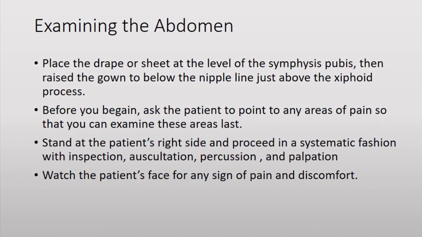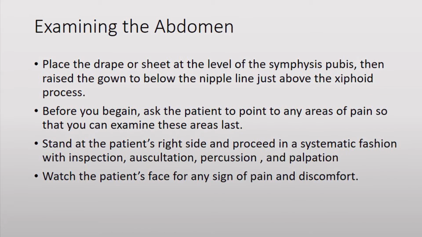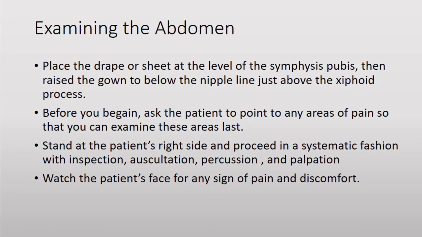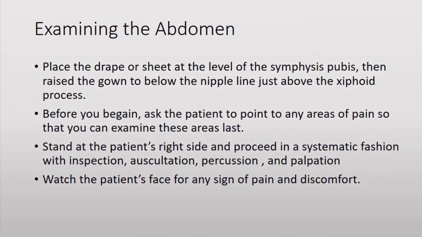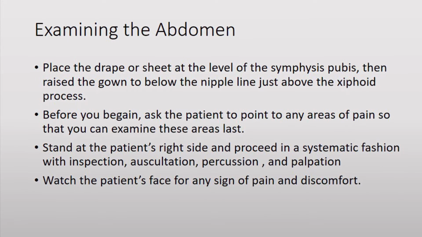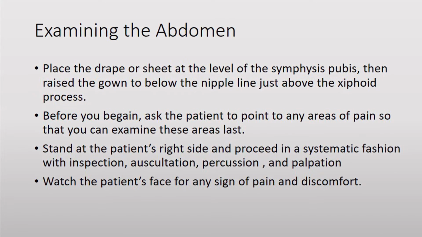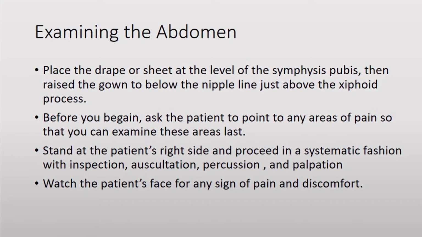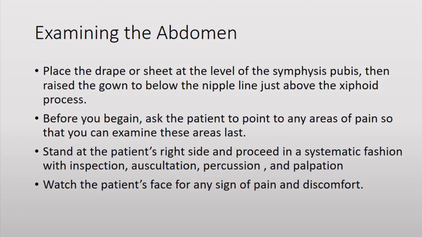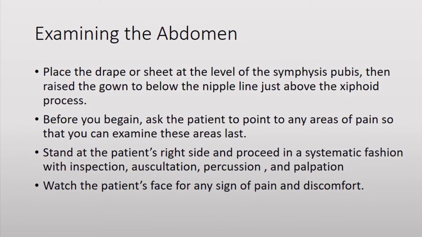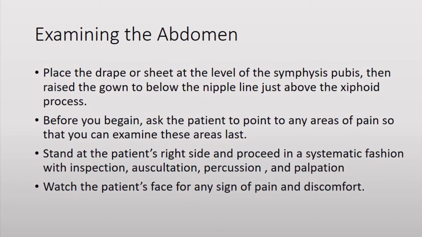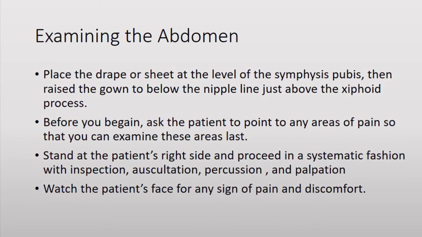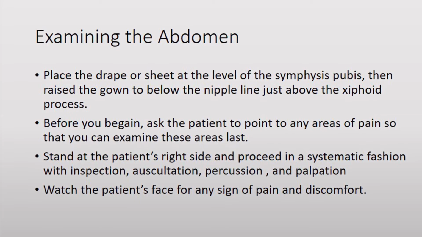To expose the abdomen, place the sheet at the level of the symphysis pubis. Then raise the gown to below the nipple line, just above the xiphoid process. Before you begin, ask the patient to point to any area of pain so that you can examine this area last. Stand at the patient's right side and proceed in a systematic fashion with inspection, auscultation, percussion, and palpation. Watch the patient's face for any sign of pain or discomfort.